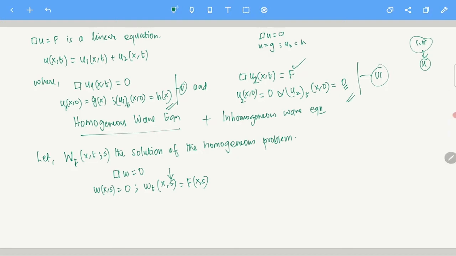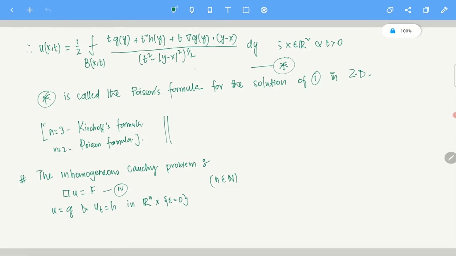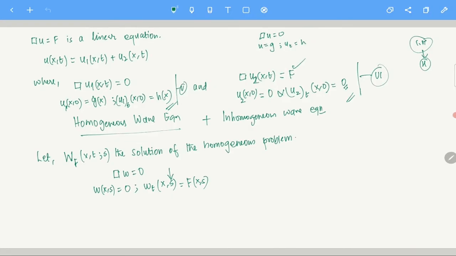Okay, so let's do it in n dimensions, then we can go from there. For n equals 3 we have this Kirchhoff formula. So we are going to use this formula and find what the solution is. This we know how to solve, whatever the dimension is, let's say in R^n cross (0, infinity).